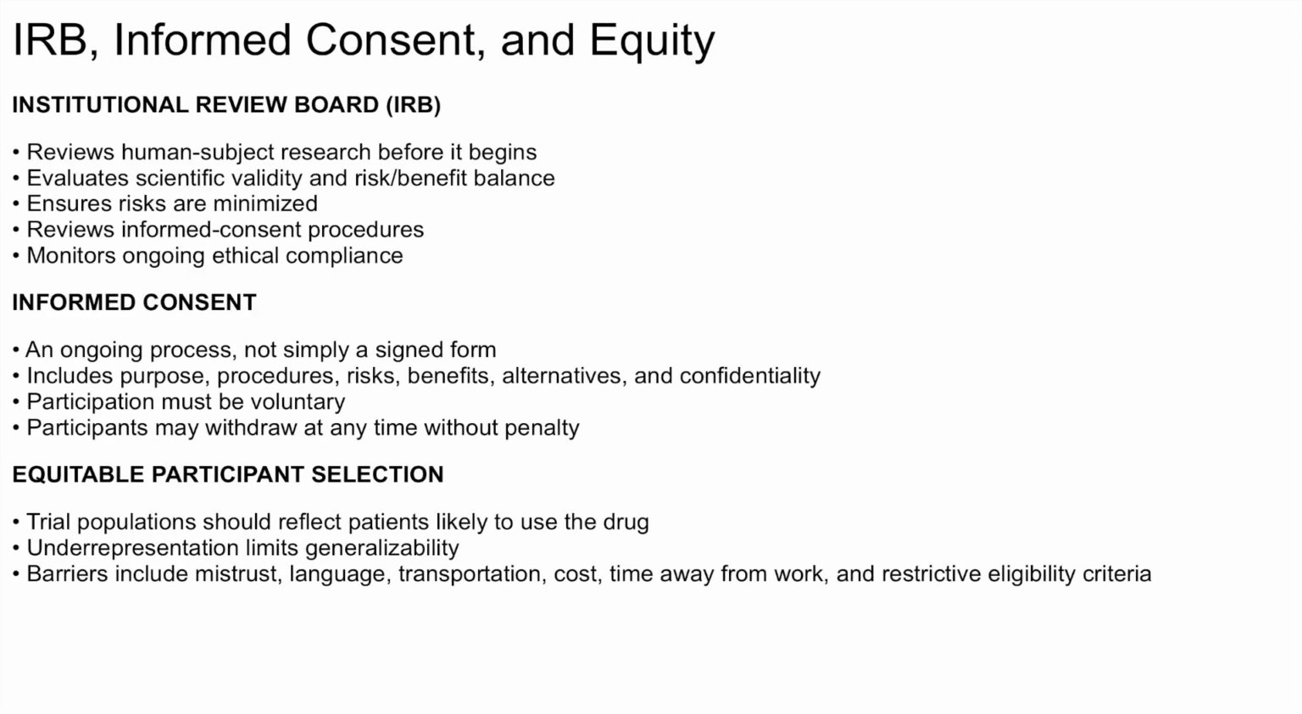So IRB, or an institutional review board, reviews human subject research before it begins. The IRB evaluates scientific validity, the balance of risk and benefits, risk minimization procedures, participation selection, and informed consent process. It may also monitor the study's continuing ethical compliance.